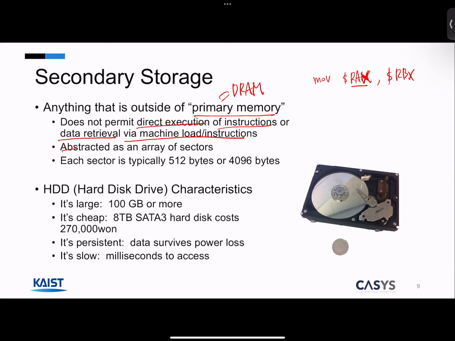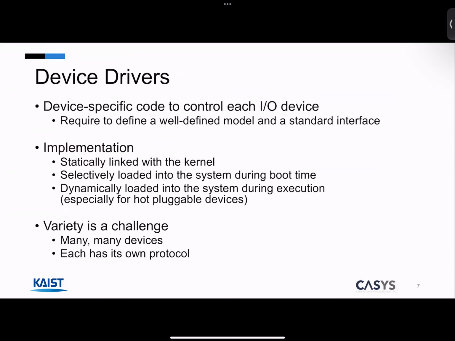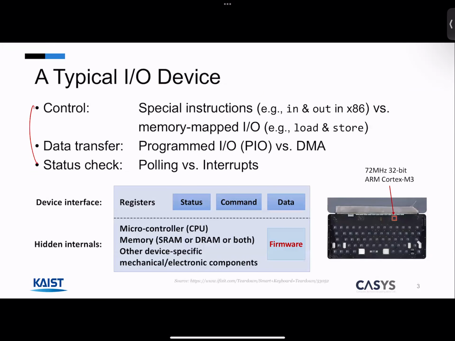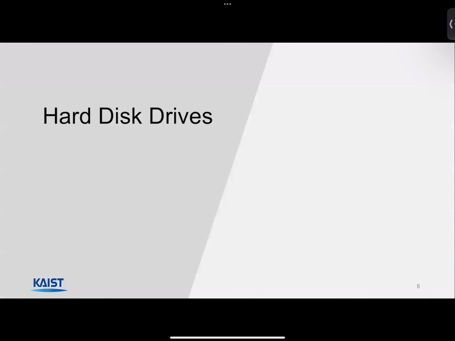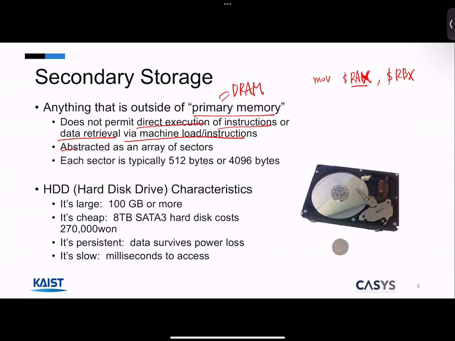So we can say the CPU can directly manipulate the content of DRAM using these load and store instructions. However, in the storage device, as I told you, it uses different specific APIs, like for example programmed I/O or DMA, or special control instructions, or memory-mapped I/O. It does not allow direct manipulation of content. It's using some specific, different I/O instructions. So this is the biggest difference between primary memory and secondary storage.